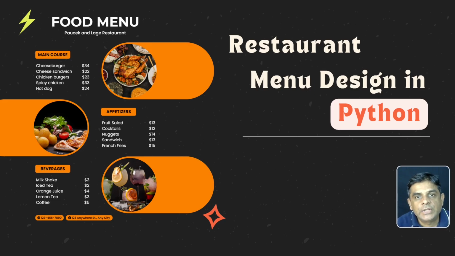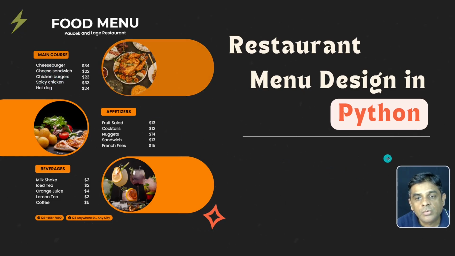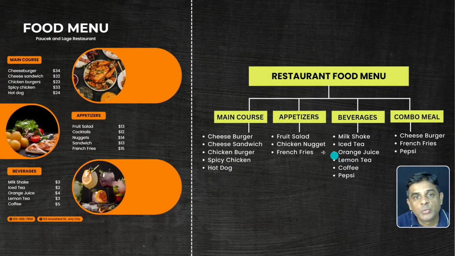If you see on this screen, there is a sample food menu that contains three categories: main course, appetizer, and beverages, and each category contains its own respective items. Now, if you look closely, this food menu looks like a tree structure, right? We have a main course and it contains individual items. We have an appetizer and it contains individual items. So when we have such a tree structure, we can use a composite design pattern.